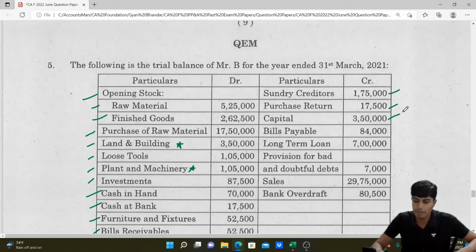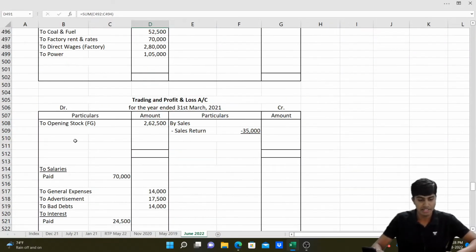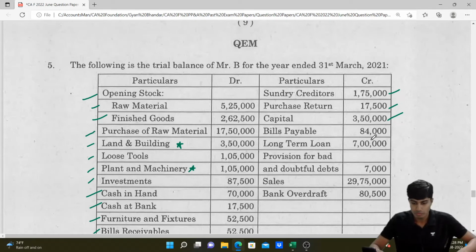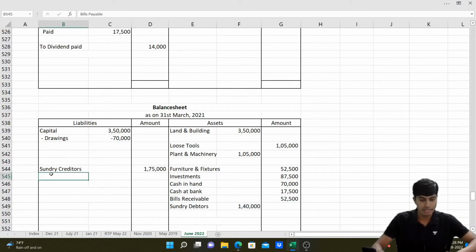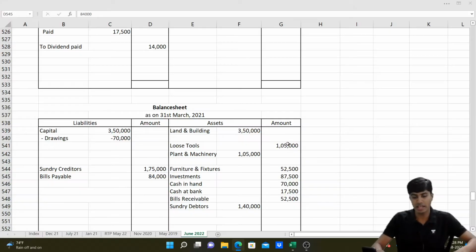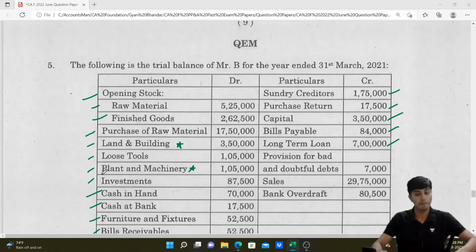Then we have capital of 3 lakh 50 which will come in balance sheet liability side. Let me write capital 3 lakh 50,000 in our column. We'll have bills payable of 80,000, 84,000 in the balance sheet liability side. I'll write here bills payable of 84,000. Then we have long-term loan 7 lakh. This is also a liability, balance sheet liability side, long-term loan 7 lakh.